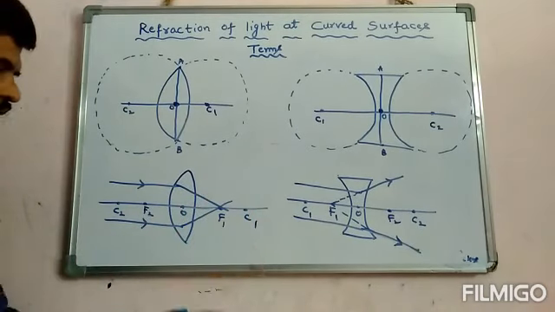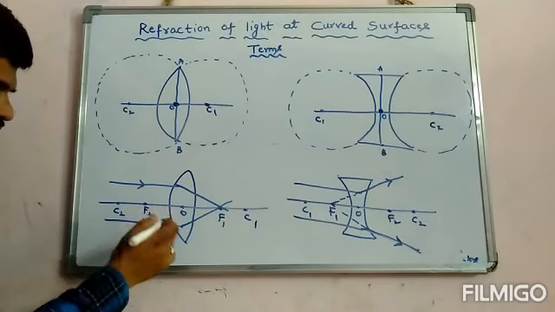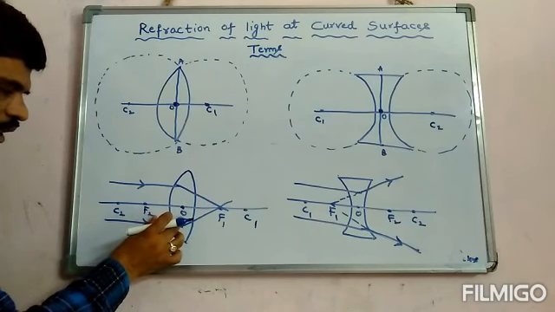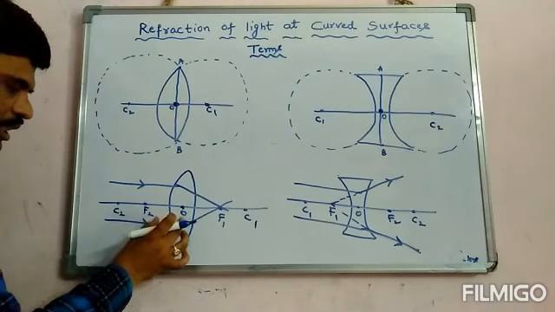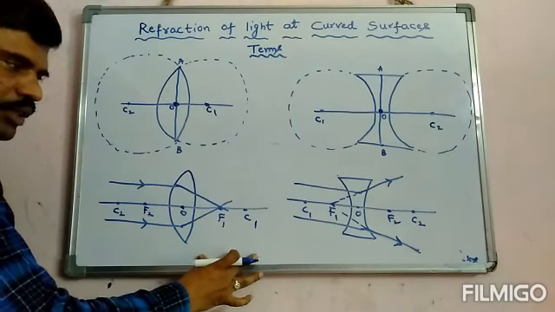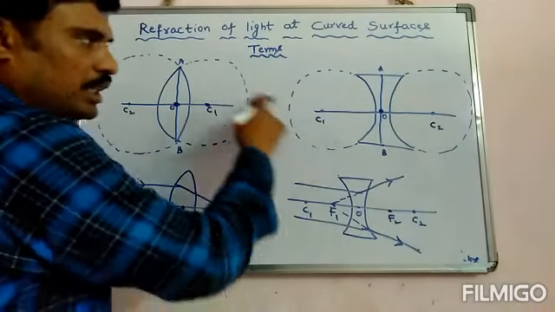And let us learn some more terms. The distance between the optic center and the focus is called focal length, and the distance between the optic center and the center of curvature is called radius of curvature. Here also you can see the same manner.